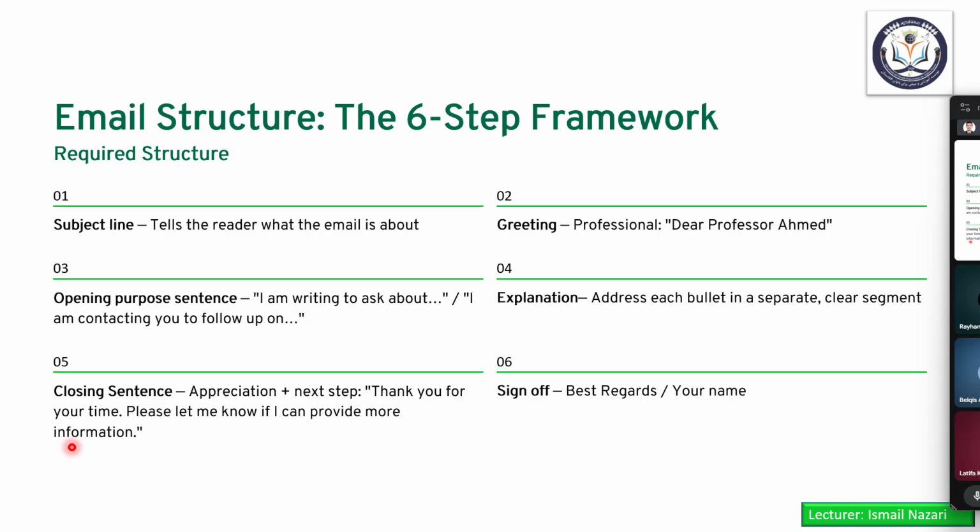So to conclude, the email structure contains these 6 sections. First, subject line. Second, greeting. Third, we have the opening purpose sentence. The fourth is the explanation with the action you request using the bullet points in the prompt. The fifth is the closing section. The last one is the sign off section of the email. So this is the overall structure.